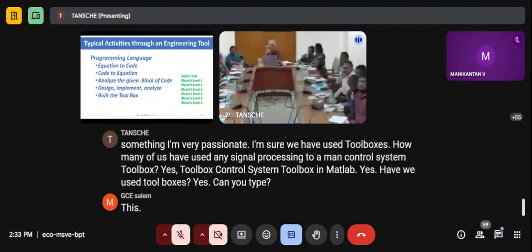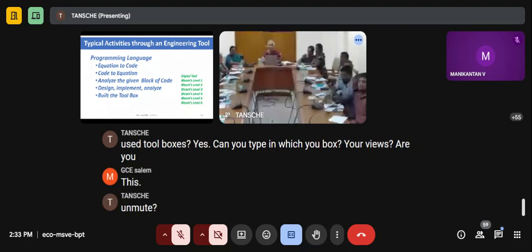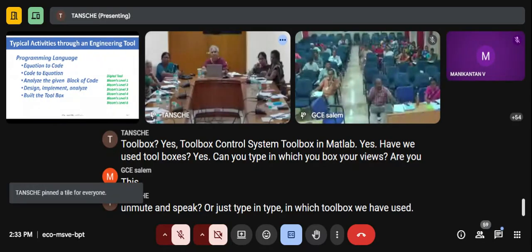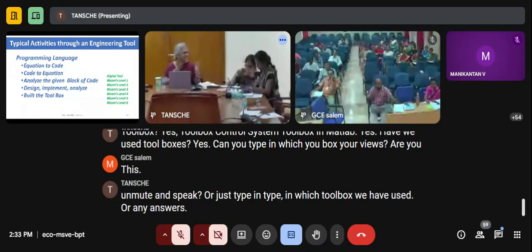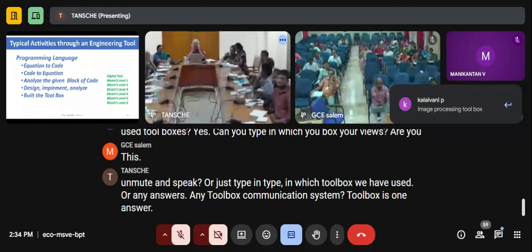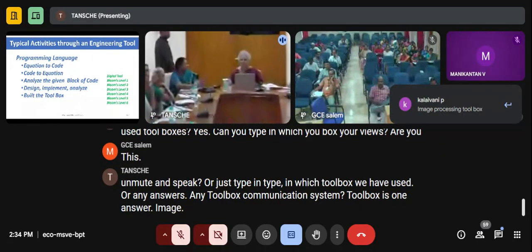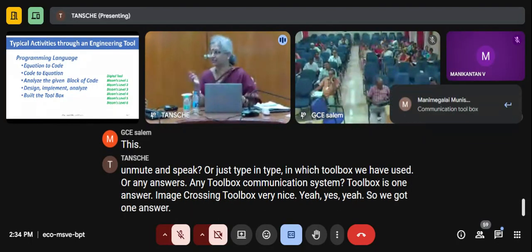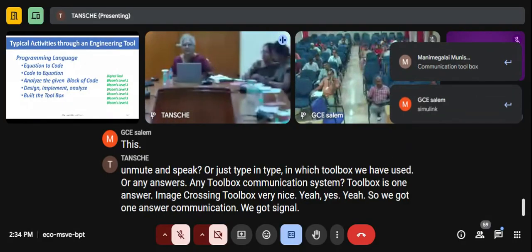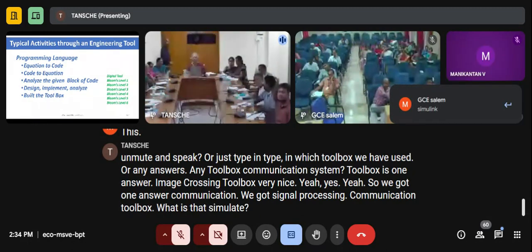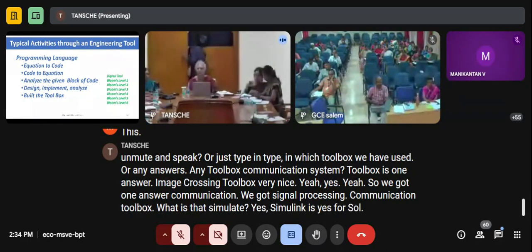Can you type in which toolbox you have used, or unmute and speak? Or just type in which toolbox we have used. Any toolbox? Communication system toolbox is one answer. Image processing toolbox, very nice. So we got signal processing, communication toolbox. Simulink, yes, for solving equations.